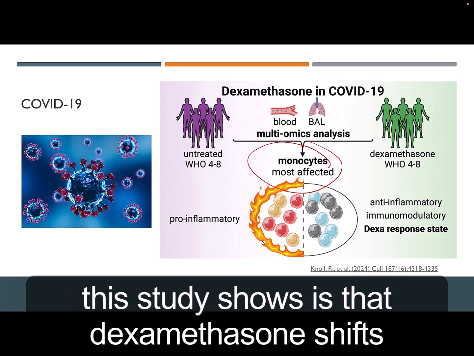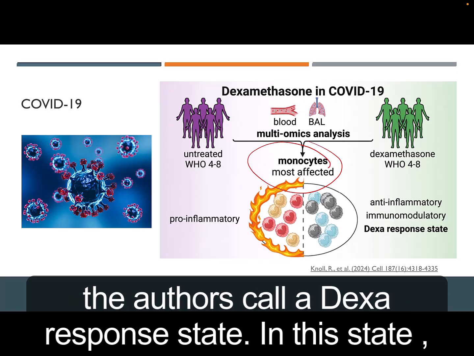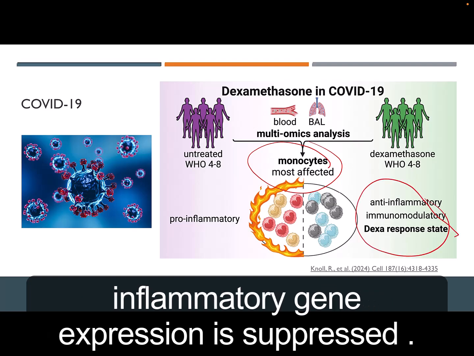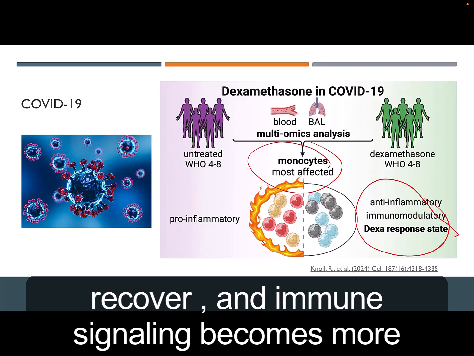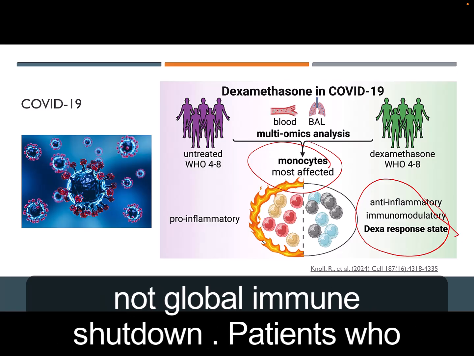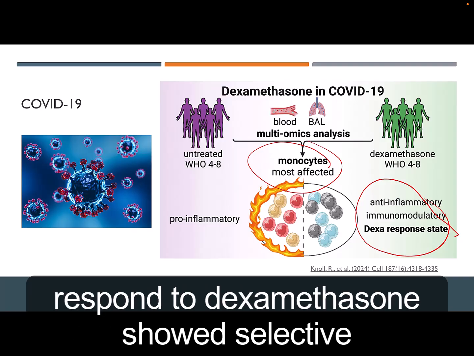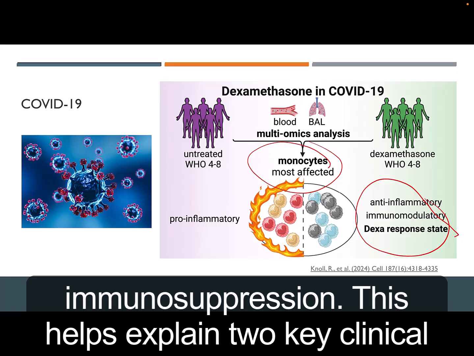What this study shows is that dexamethasone shifts monocytes out of that pro-inflammatory state into what the authors call a DEXA response state. In this state, inflammatory gene expression is suppressed, antigen presentation markers like HLA-DR recover, and immune signaling becomes more regulated rather than chaotic. Importantly, this is not global immune shutdown. Patients who respond to dexamethasone showed selective immunomodulation, not complete immunosuppression.